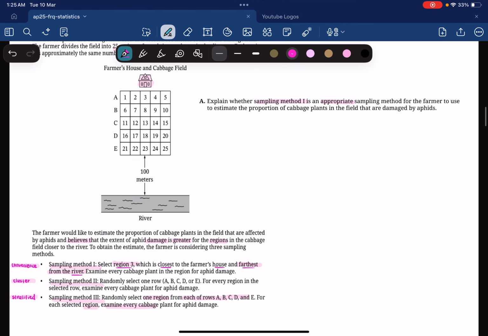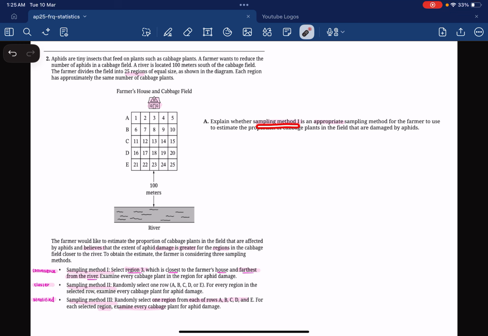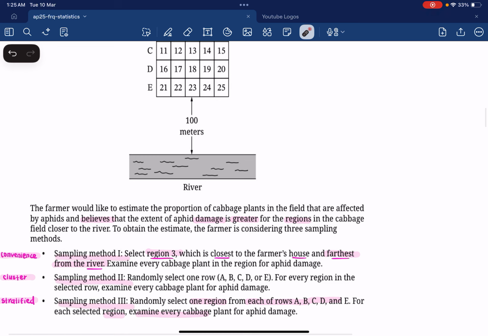So part A of question number 2: explain whether sampling method 1 is an appropriate sampling method for the farmer to use to estimate the proportion of cabbage plants that are damaged by aphids. Now, sampling method 1, again, we're selecting region 3 without any random process. Okay, so there was no random process here.